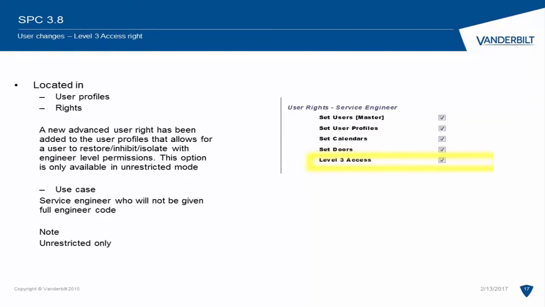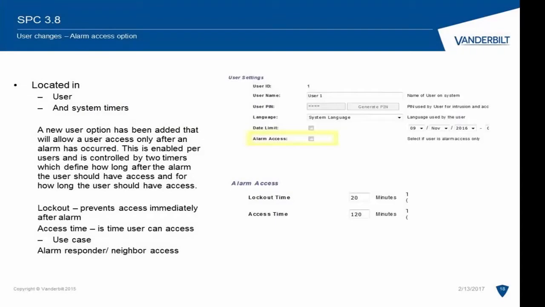This right allows for level 3 access. And when we refer to level 3 access, we mean the options that are generally only reserved for an installer. Now, this is only available unrestricted, and the way the SPC user profiles work, if the installer doesn't give anyone this right or the user master right, then nobody can have this right. So it is a safe option in that context, but it does allow a lot of freedom to refine different levels of users again.